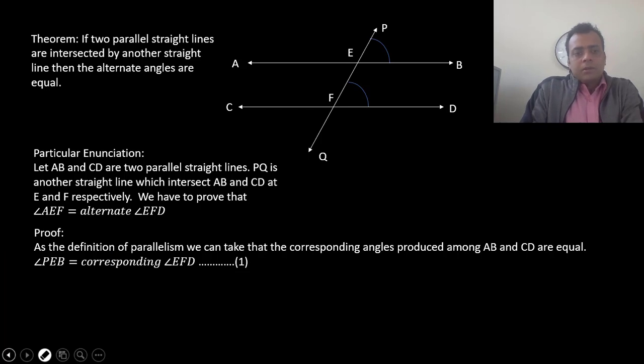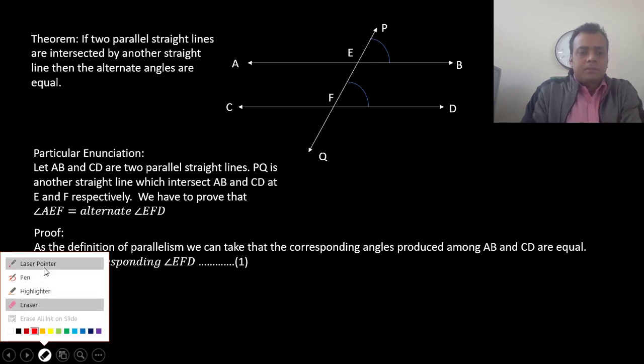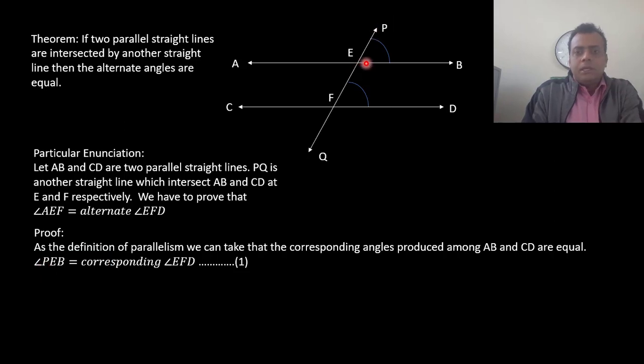As the definition of parallelism, we can take that the corresponding angles produced among AB and CD are equal. So, we can write that angle PEB is equal to angle EFD. So to do that, as the proof, as we said, as the definition of parallelism, we can take that the corresponding angles produced among AB and CD are equal, and angle PEB is equal to corresponding angle EFD.